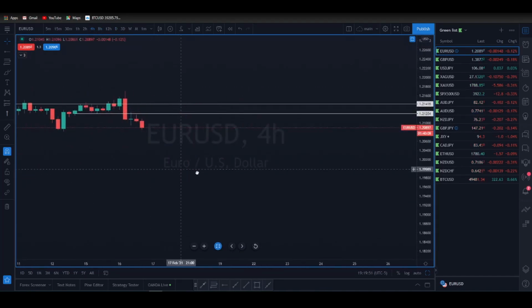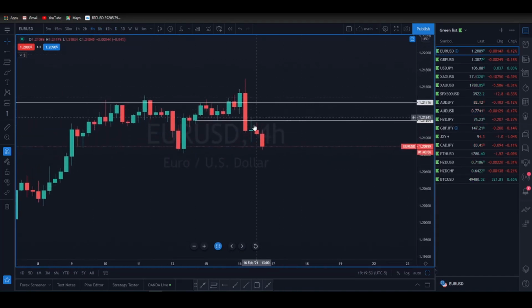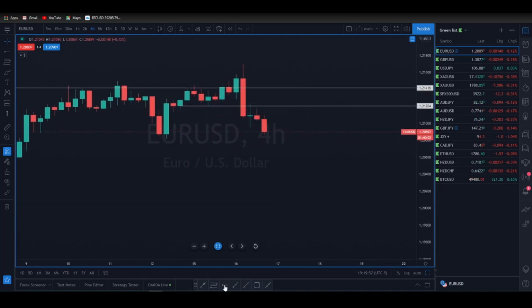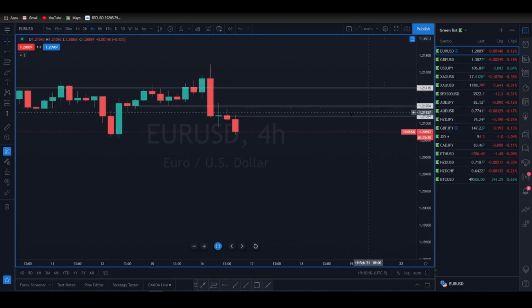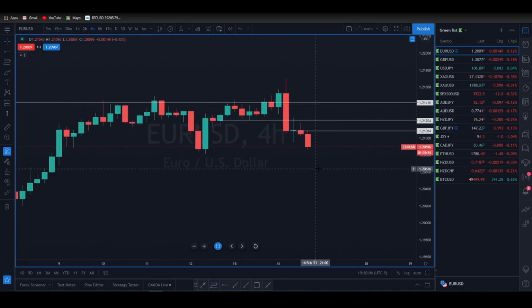And on the 4 hour, we have already tested that area and have rolled over. So what I will do is I will throw this line on this bullish candle right here at 1.21084, and I will look for a retest of that area, looking to get short. So we will see what happens.